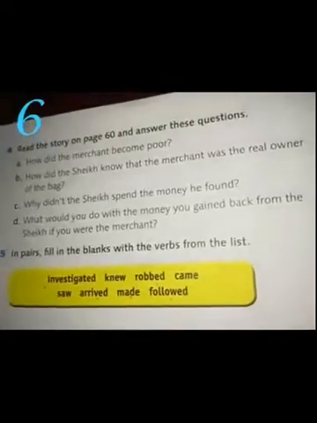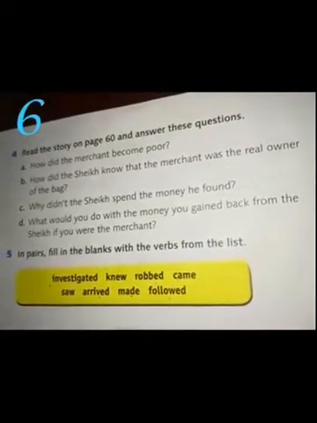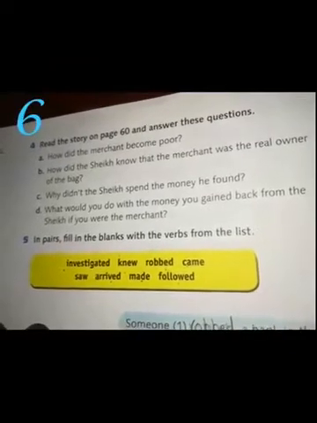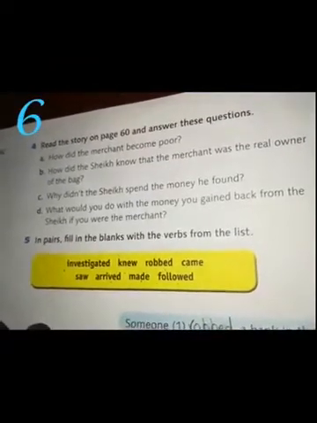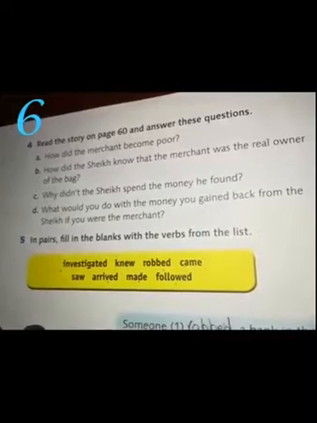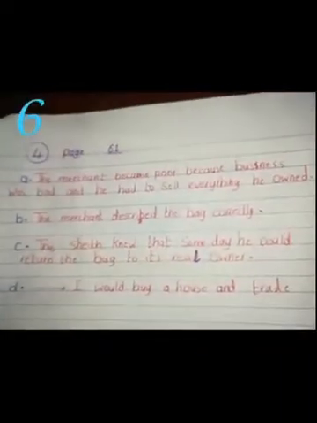D. What would you do with the money you gained back from the sheikh if you were the merchant? This depends on you. For example, I could say I would buy a house and I would trade. So these are the answers. You can write them down.